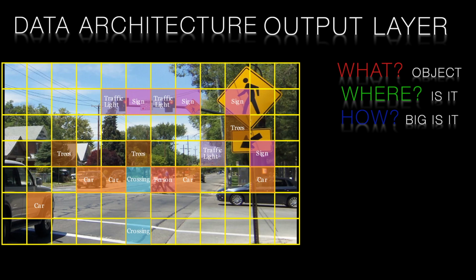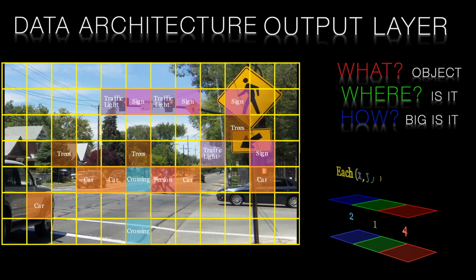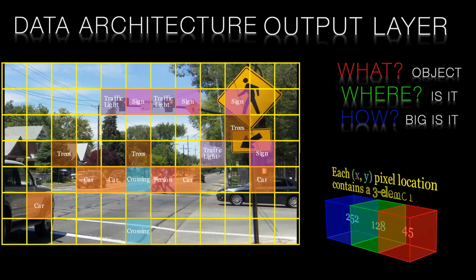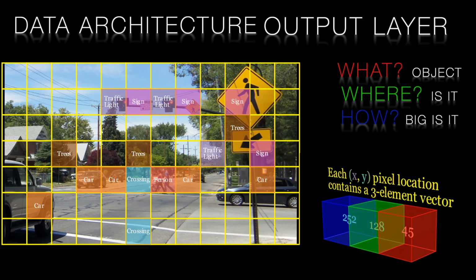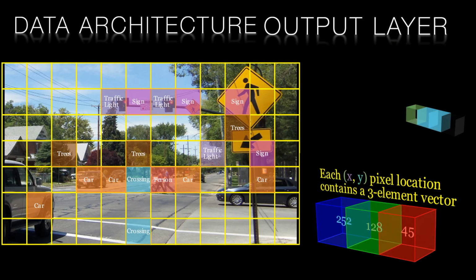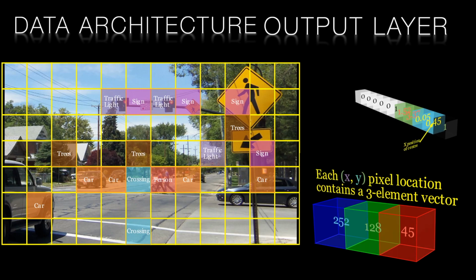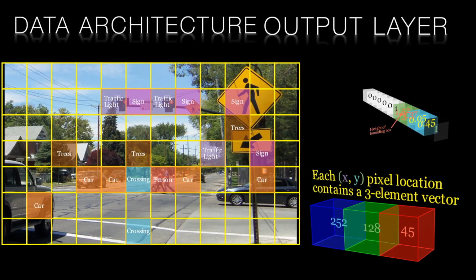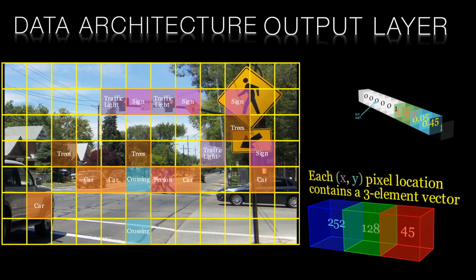In this way, we can also think of our output as a 3D matrix. We have X and Y coordinates for the position on the screen. At each position, rather than a vector of red, green, and blue pixel intensities, we can instead have a vector that represents the size and type of an object detected there. We'll look at the representation of this vector shortly.